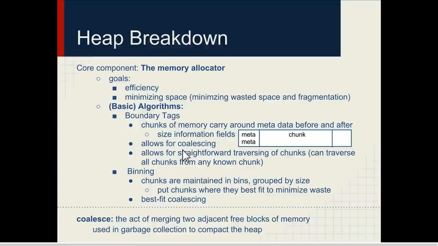Basically, there are boundary tags. So for each chunk that you allocate, at the beginning of the chunk, you have metadata that denotes the size, and the same thing at the end of the chunk. So at both ends of the chunk, beginning and end, you have a size variable that knows how big that chunk is. The other algorithm is binning, where basically chunks are maintained in predetermined bins, spots in memory, and then they're grouped by size. Basically, the memory allocator puts chunks where they best fit to minimize waste.